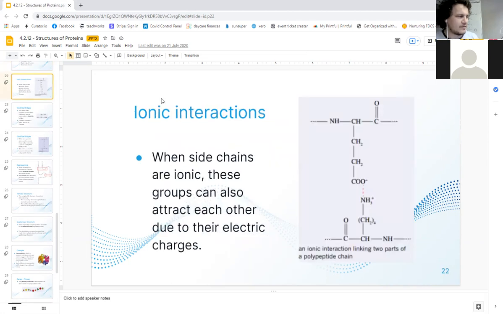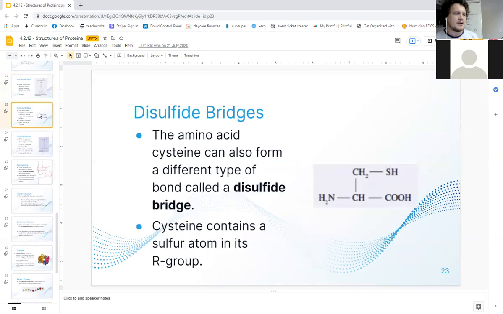We can also have ionic interaction. So positively and negatively charged ions will interact with each other. So the amino acid called cysteine has sulfur in it, or a sulfide bond. So when you get one on one side of the protein chain, another cysteine down here, they will link together to create this disulfide bridge. Very important structure in protein.